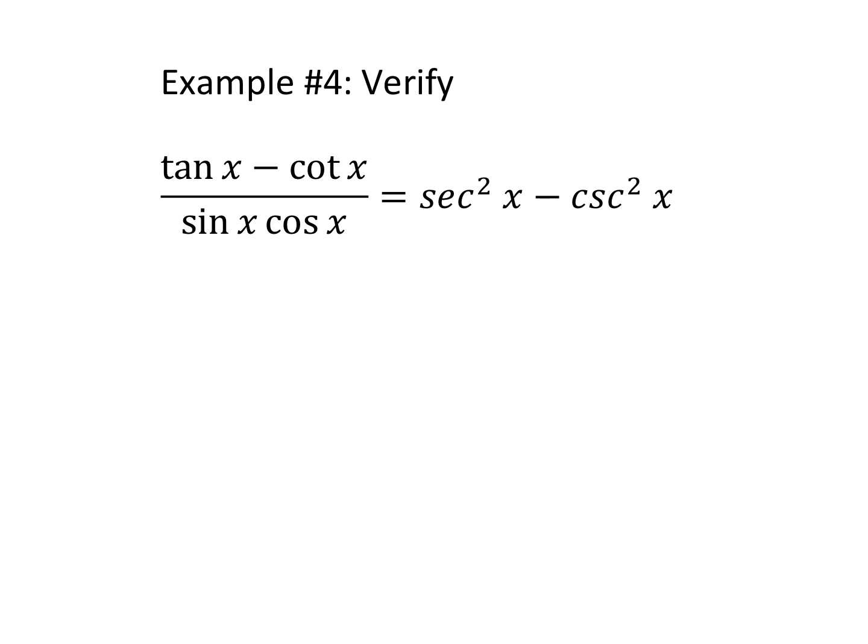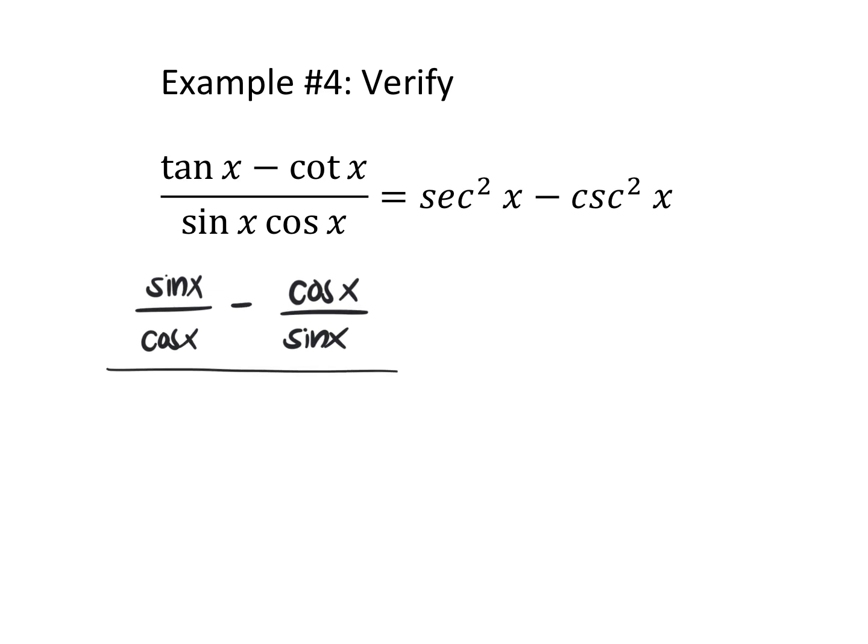Let's put everything into sine and cosine. So tangent of x, I could rewrite that as sine of x over cosine of x. And then cotangent of x would be cosine of x over sine of x, right? And that's all being divided by sine of x, cosine of x.